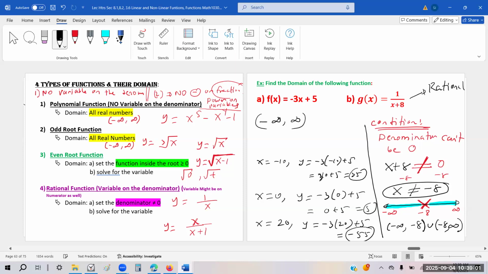To infinity. So this is what you have to write in the exam. This is called interval notation. So take your problem. What's the problem for this function? Solve for x, write down the interval notation.